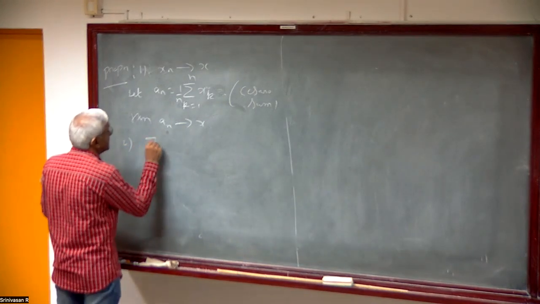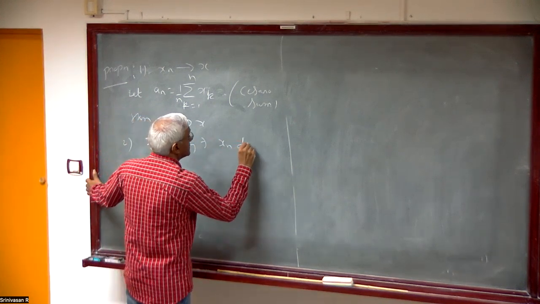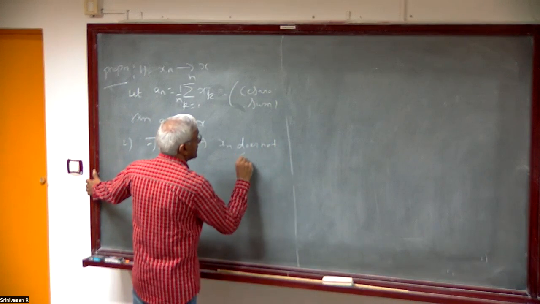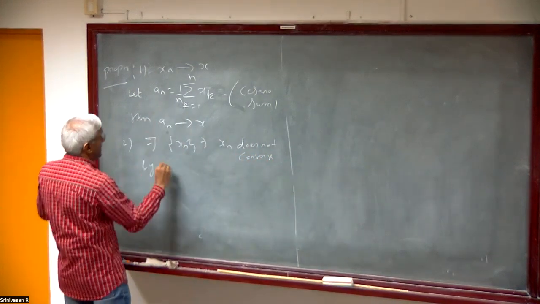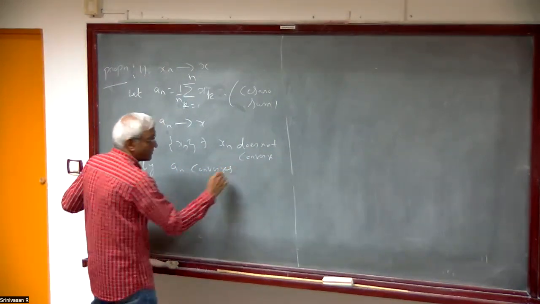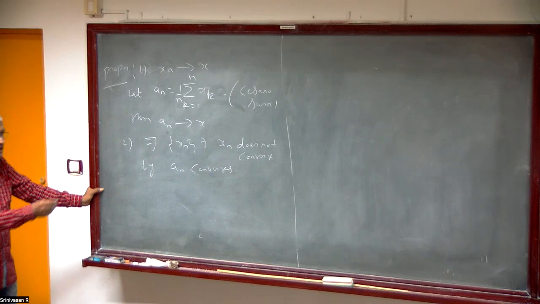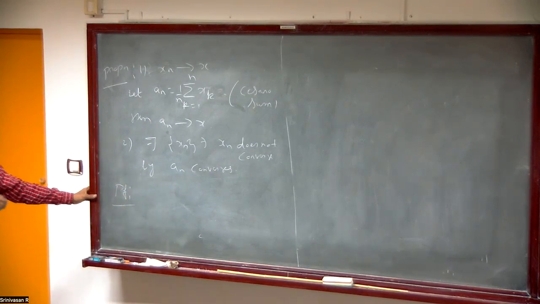There exists x_n such that x_n does not converge, but the corresponding a_n converges. Okay? I mean, you might have seen this, but let's prove it. Have you seen it anywhere in the CNI course anywhere? No.